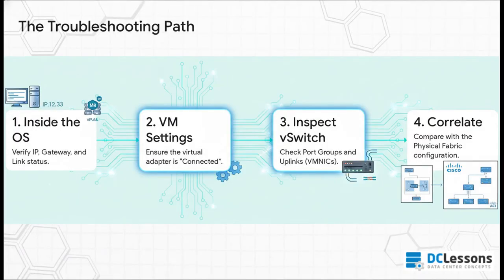So if there's one thing you take away from all this, let it be this inside-out process. Always start inside the OS. Then verify the VM settings. Then you can inspect the vSwitch. When you follow these steps in order, you stop guessing and you start being a detective. You're following the clues, and trust me, you are going to isolate the problem so much faster.